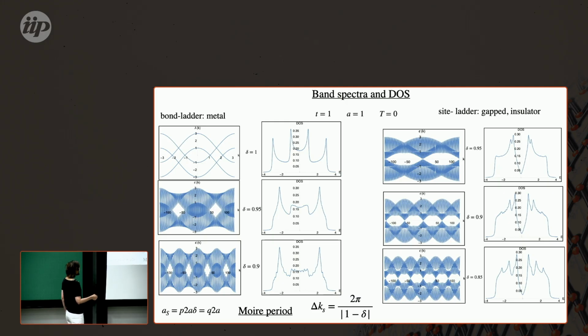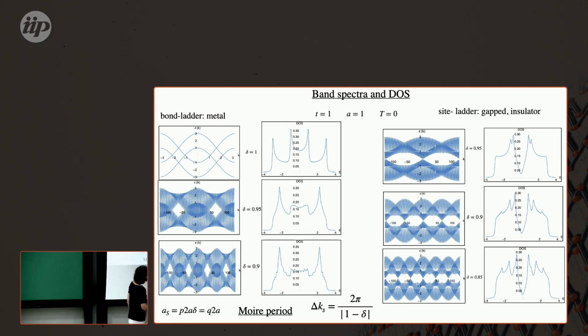So just to remind you, the moire period in this case, in case you haven't read the paper of Calaf and company, is going to be 2 pi divided by 1 minus delta. So the number of sites in the unit cell increases. So this is the moire period. This is when these patterns essentially repeat, in this new system.